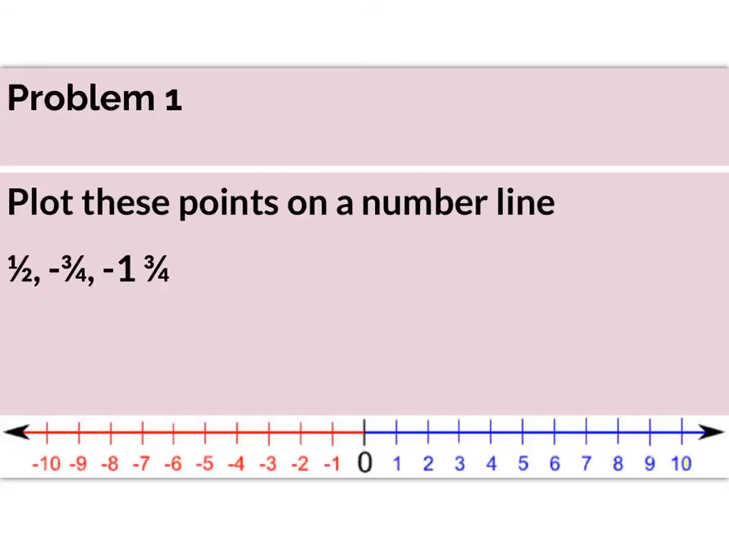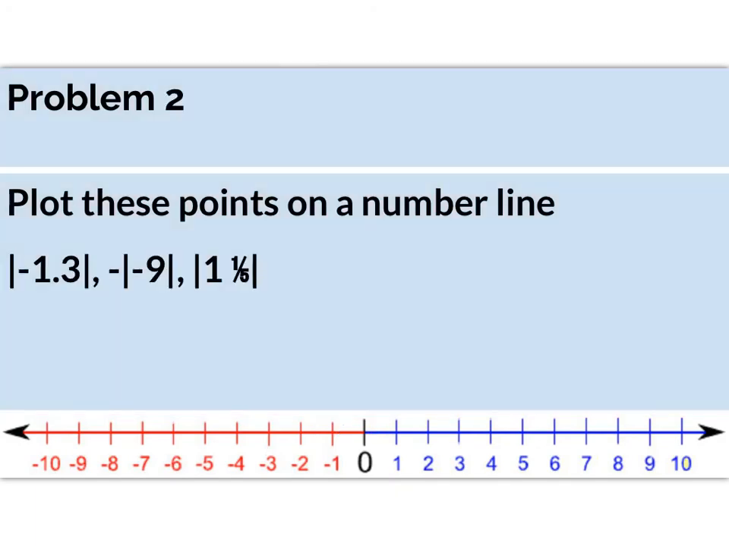Okay, I hope you had no trouble in doing this. So you get 1/2 here, -3/4 there, and 1 3/4 is almost 2, -1 3/4. And problem 2, the absolute value of -1.3, 0.3 is a little bit bigger than 1, so 1.3. The absolute value gives you a positive number, so the value is 1.3.